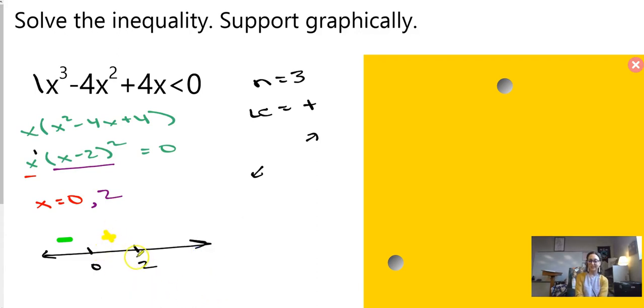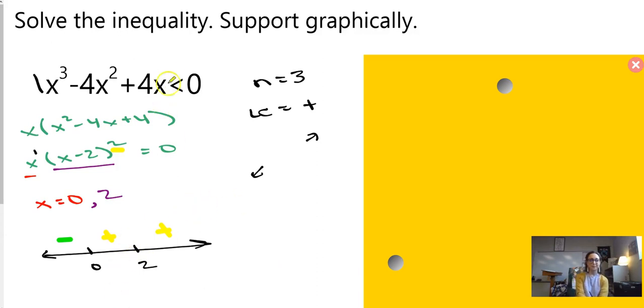All right, now I run into x equals 2. So go look at the multiplicity. Was it even or odd? It was even. So should I switch to negative or stay on positive? I should stay on positive because we don't cross, we don't switch at even multiplicities, okay?